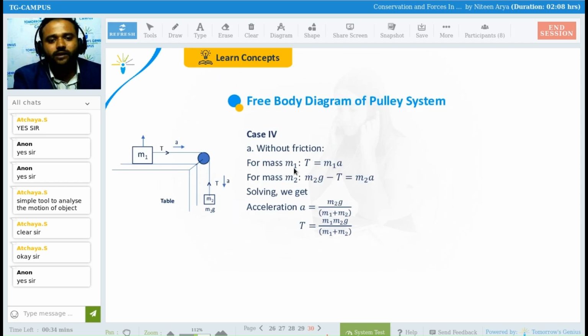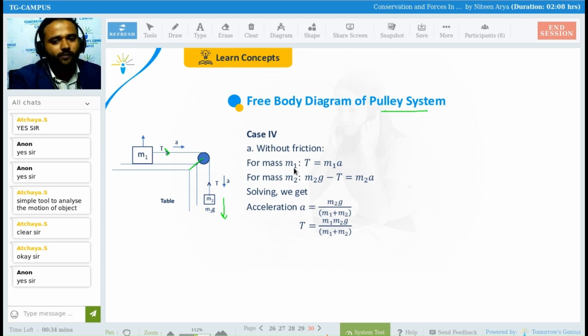Now this is case number 4, and that is important. If I apply a pulley at the end of this, clear enough, and there is a tension T. Due to this, M2 is going to be on the downward side, so there is M2A, but M2G also is in this. So the first case is the free body diagram of a pulley system with the string.